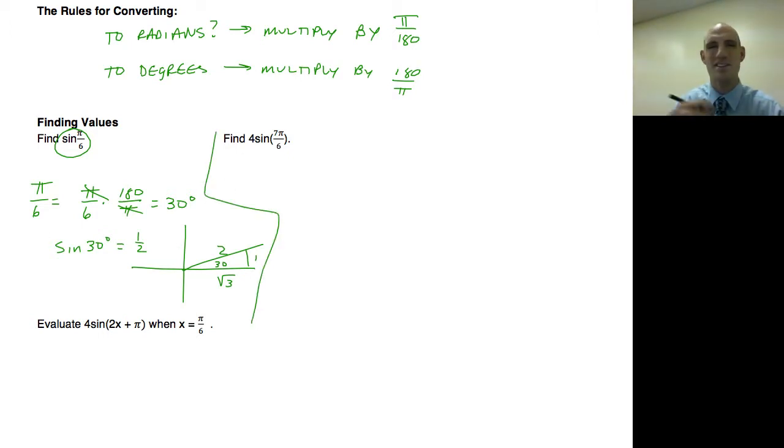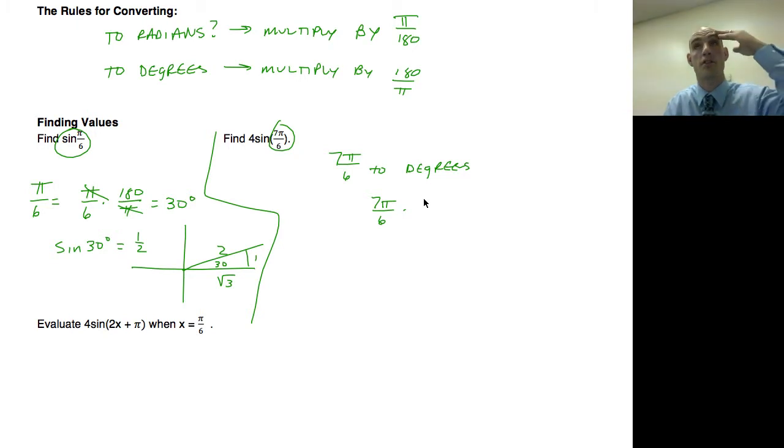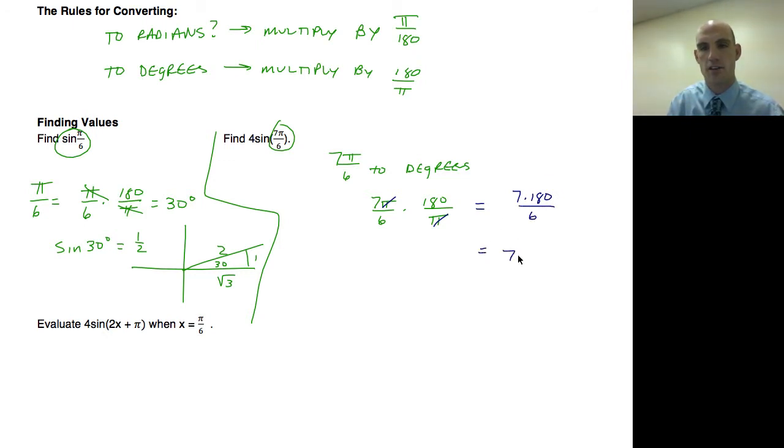Let's look at this next one. See how easy that was? We're using previous skills to put things together. 4 sine 7 pi over 6. Well, I don't know what this is, so I'm going to convert 7 pi over 6 to degrees. And so that's 7 pi over 6 times, and what am I going to? I'm going to degrees, so it's 180 over pi. This one's a little more complicated, but the pi's cancel. So I have 7 times 180 over 6. Well, 180 over 6 would be 30, so that equals 210 degrees.